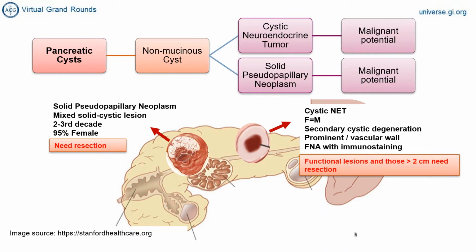On the other hand, solid pseudopapillary neoplasms have this classic mixed solid cystic appearance, seen at a much younger age, and another cyst which is exclusively seen in women. And here as well, resection is indicated once they're diagnosed by EUS FNA.